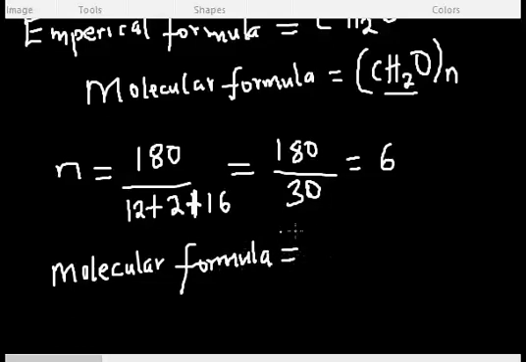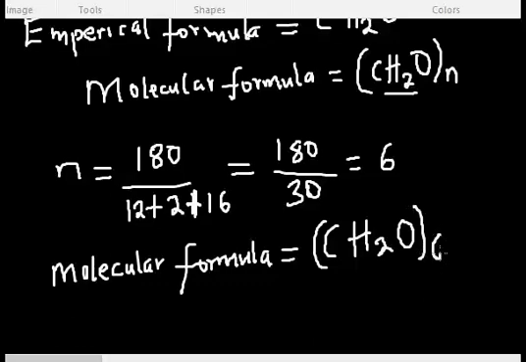So now the molecular formula is going to be equal to bracket open, CH2O, then multiply by 6. So that's going to be C6, 6 times 2 is 12, H12, then O6. All right, so that is it for the molecular formula.